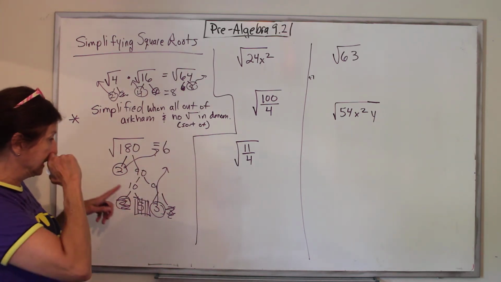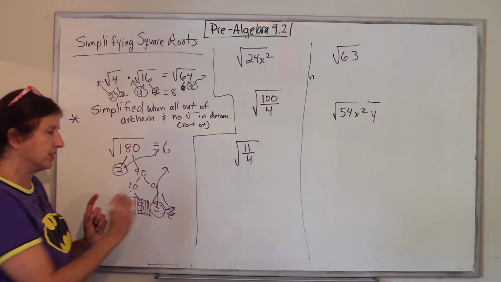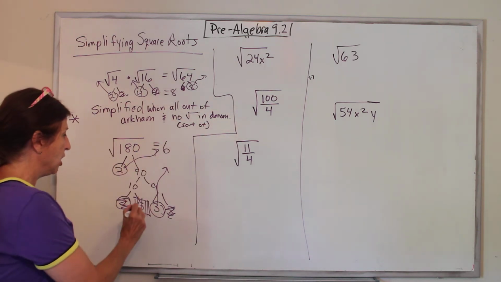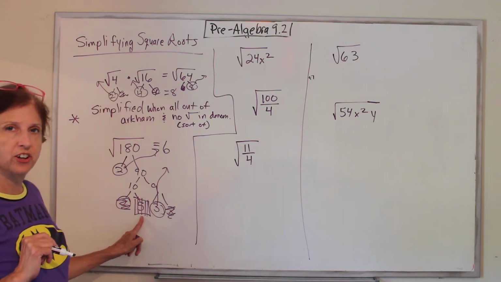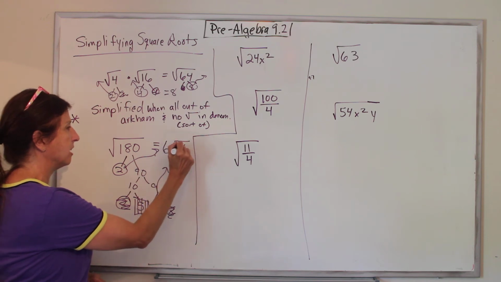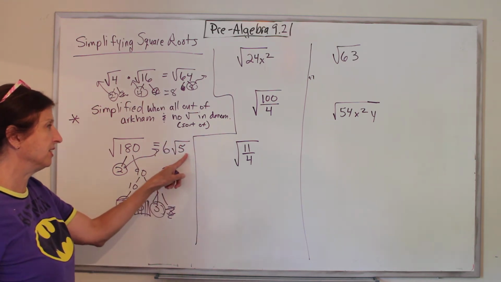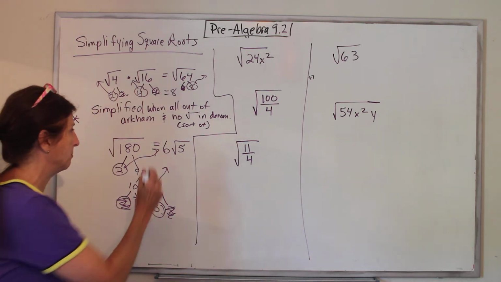So I do this. I mark them out if they get dissolved in acid. I circle them if they're in the body bag and they get out. But if they're still in jail, I put them back in jail and I draw the jail bars around them. So I know that my answer is 6 times the square root of 5. 5 is still in jail, 2 and 3 got out in their body bags, but then got multiplied back together.